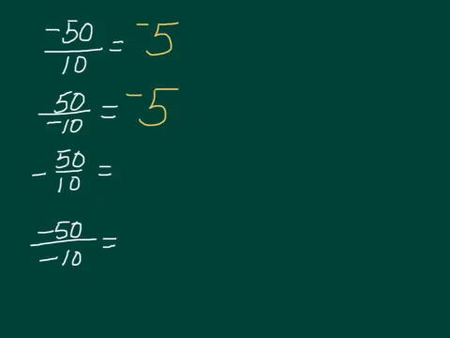It's also the same if the negative sign is out to the side. You still get a negative 5. The only time it turns back to positive is when you have a negative divided by a negative, and that will give you a positive 5.